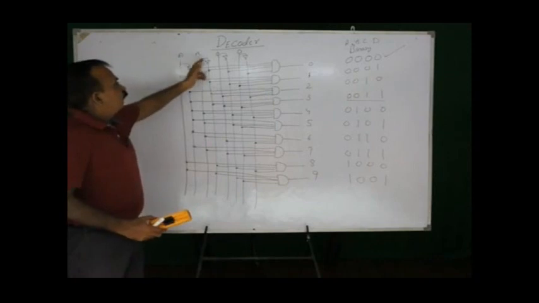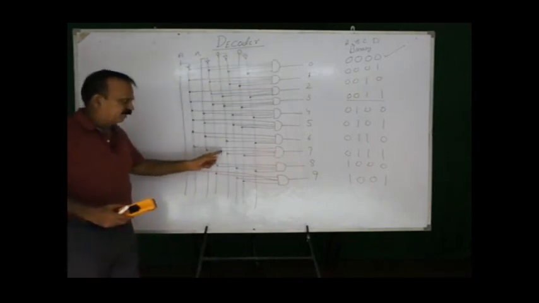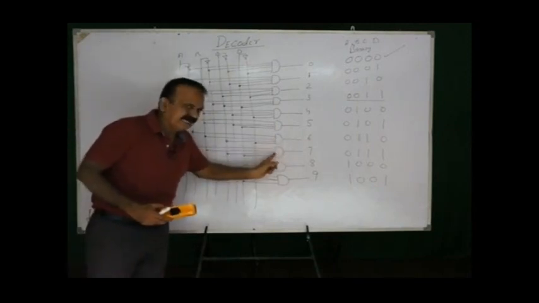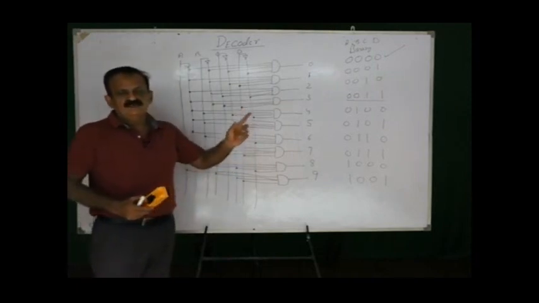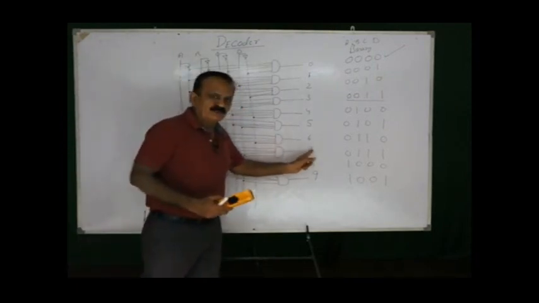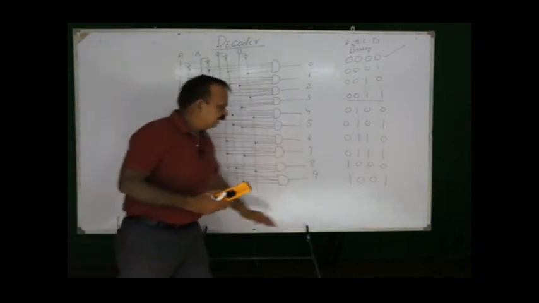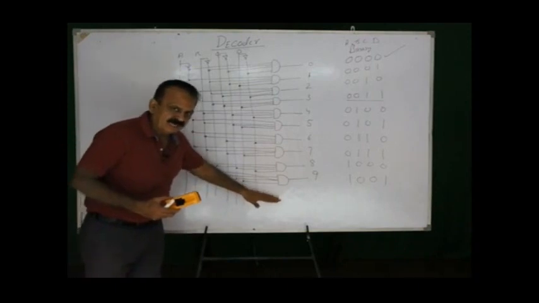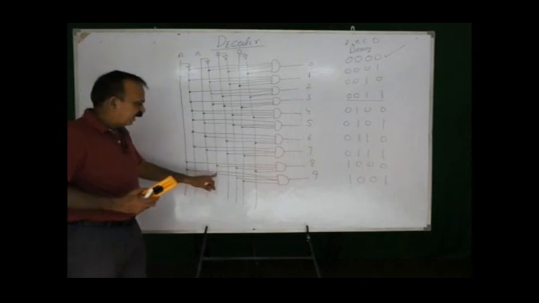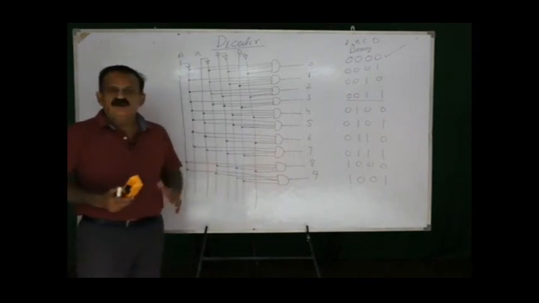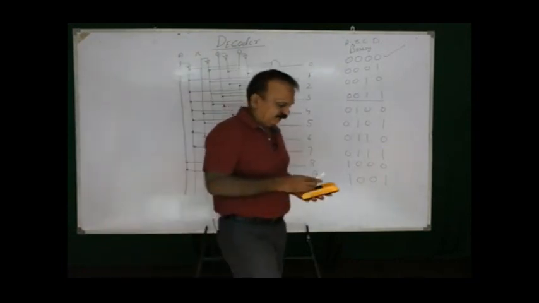If I give 0, 1, 1, 1, I hope the fundamental product is connected here, all inputs of this AND gate will be high, A bar, B, C, D. So, that is why this output is going to be high. And what about 9? 9, if I give the inputs of the last AND gate will be high. This is A, B bar, C bar and D. All inputs will be high. The output of this particular AND gate will be high.